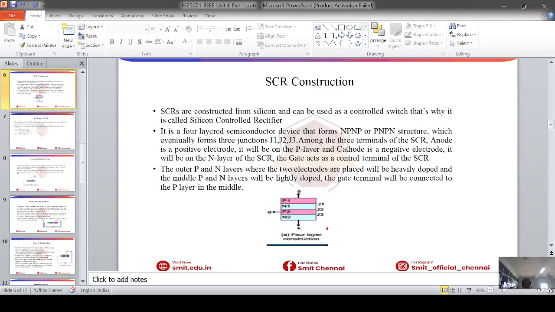SCR construction. SCR is made up of four semiconductor layers, P, N, P, N, two P layers and two N layers, and it has three junctions J1, J2, J3, and three terminals: anode, cathode, gate. The anode is connected to the outer P layer, the cathode is connected to the outer N layer, and the gate is connected to the inner P layer. The outer P layer, where the electrodes are placed, is heavily doped, and the middle P and N layers are lightly doped. The gate terminal is connected to the P layer in the middle.